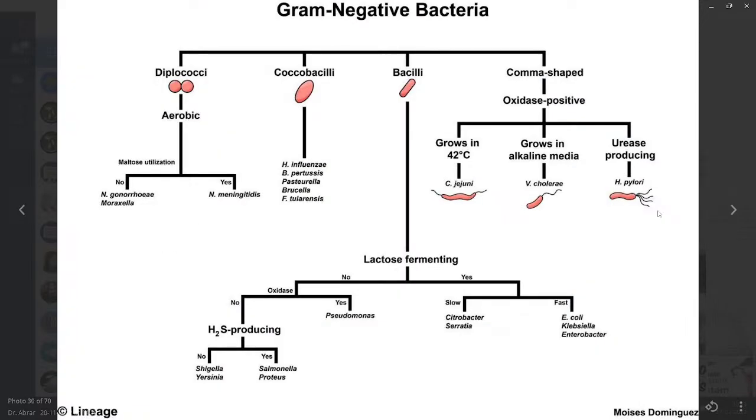Okay. So today we are going to start the gram-negative bacteria. There are four types of gram-negative bacteria: Diplococci, Coccobacilli, Bacilli, and the comma shape. In Diplococci, we have the aerobic.